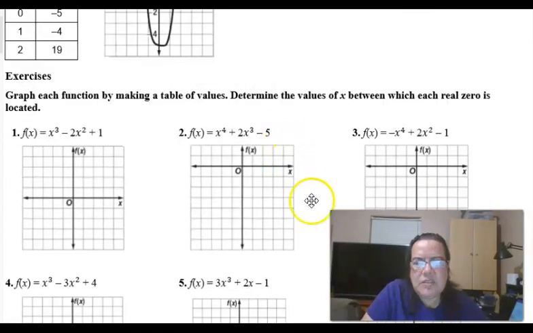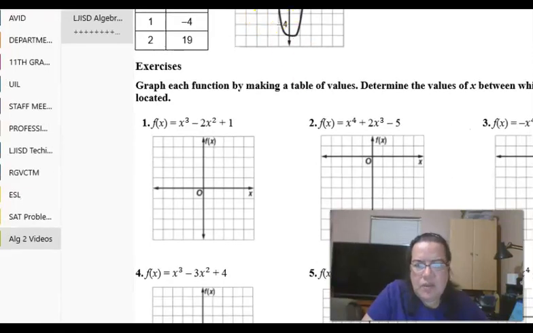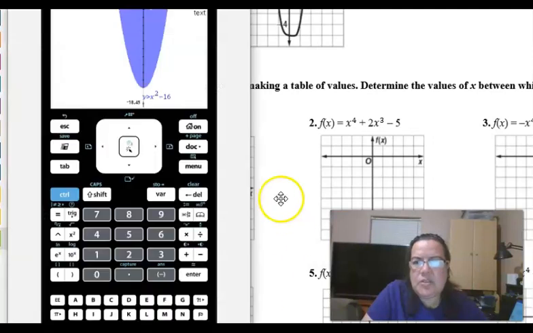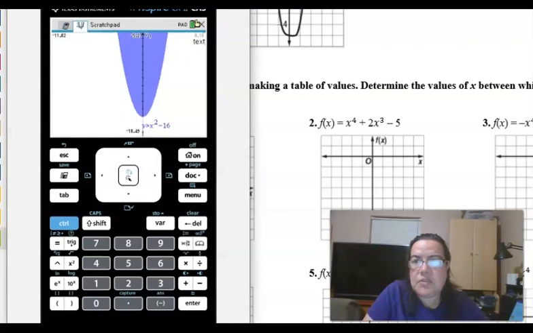What I'm going to do, just to save time since I'm having to record these videos, is go ahead and use a calculator for these. But if you don't have a calculator, of course, do it by hand. It's always better to practice by hand. So let me just grab my calculator and punch one of these in and see what the table looks like.